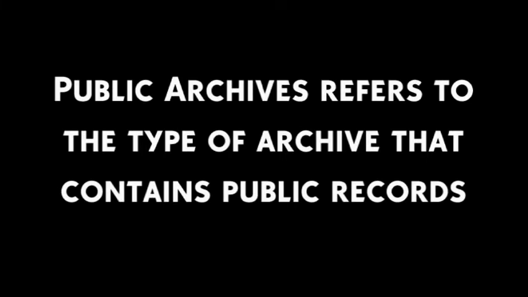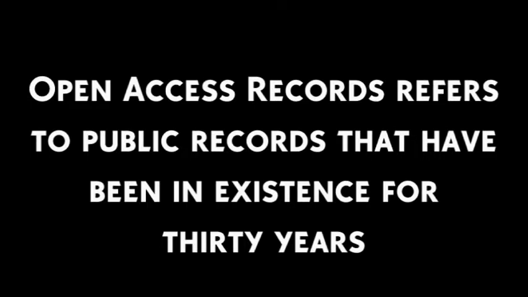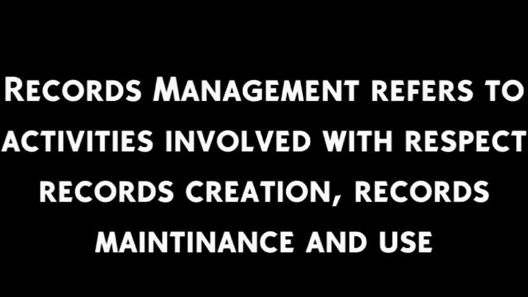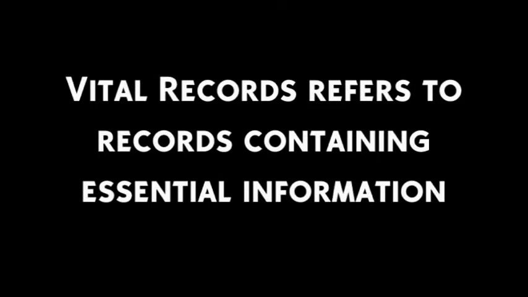Next, what are the types of archives? It refers to an archive that contains public records. Those are public archive. Next, it refers to public records that have been in existence. That is open access archive. Refers to the public records by local government units. These are the local government archive. Next, refers to information that is original, that is records. Refers to the activities involved with respect to records, those are records management. And lastly, refers to the records containing essential information, those are vital records.